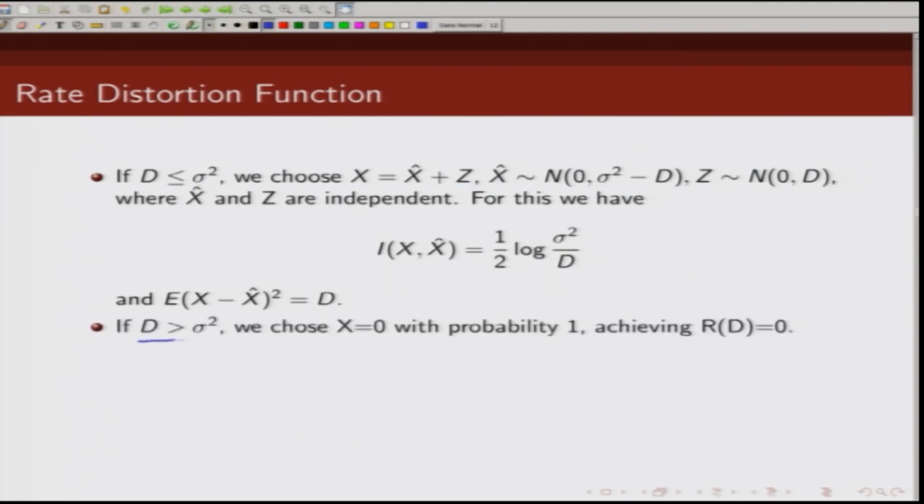And what happens if d is greater than sigma square? In that case, we choose x hat equal to 0 with probability 1, and that gives us rate as 0.